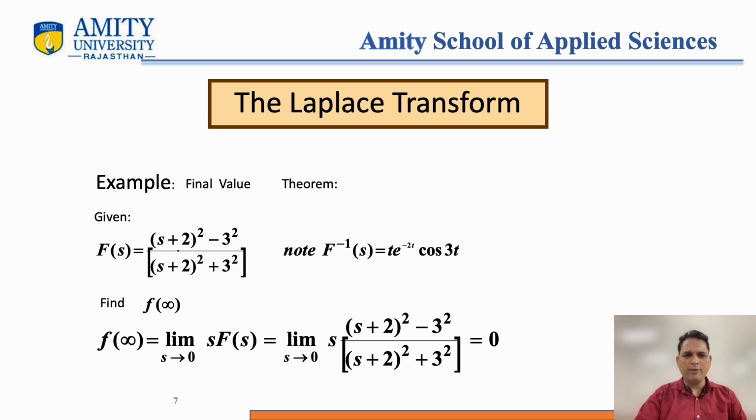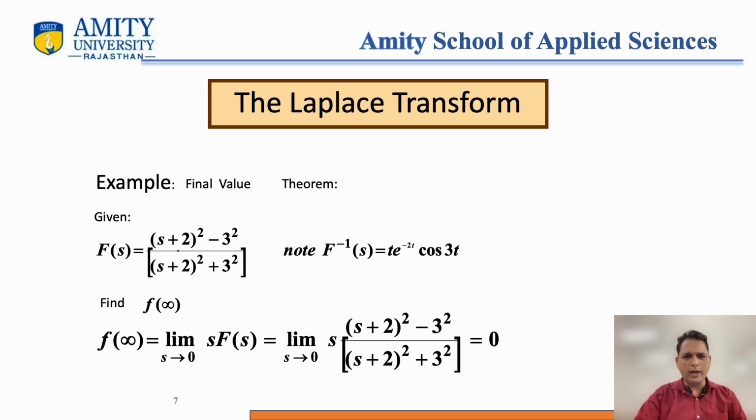If we have some F bar s, it is (s plus 2) whole square minus 3 square upon (s plus 2) whole square plus 3 square. We noted that the inverse of this function is equal to t e to the power minus 2t into cos 3t. How we find out this value will be discussed later on, because when we talk about Laplace and inverse Laplace transformation, we will conclude this solution. Now the question is: does this f of infinity exist? And what is the value of f of infinity?